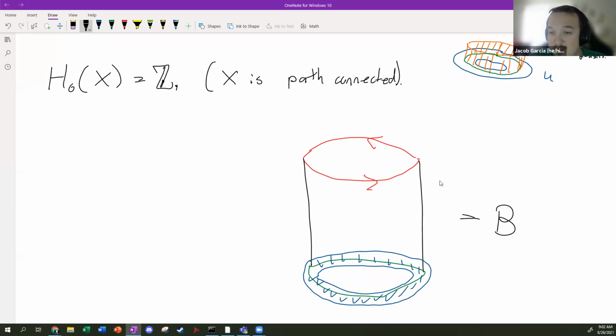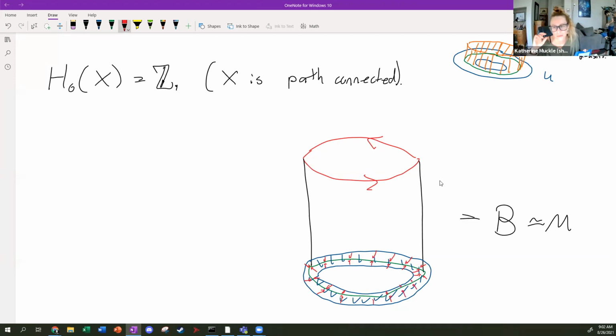And so in order to get B, which I'm saying is the same up to homology as M, I'm just going to deformation retract this bottom annulus to this bottom boundary circle, right? By just collapsing the two boundaries of my annulus to the circle.